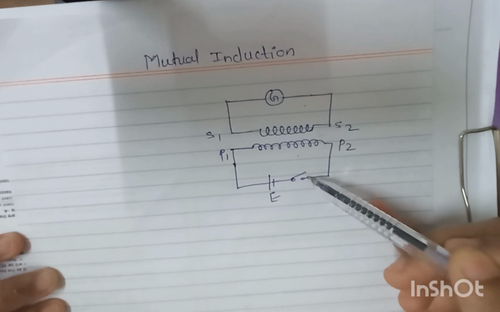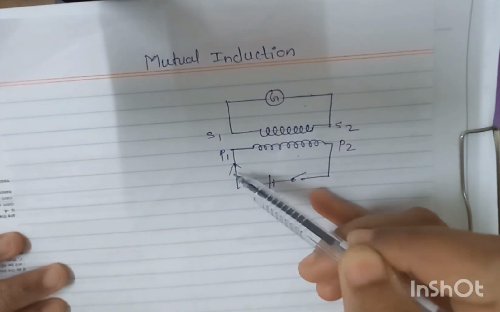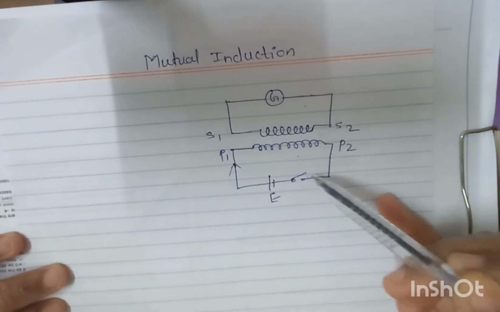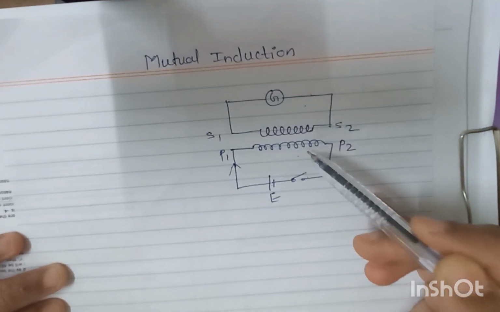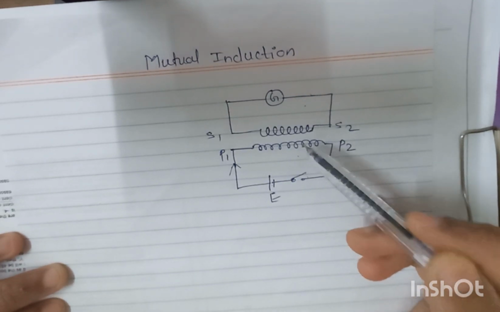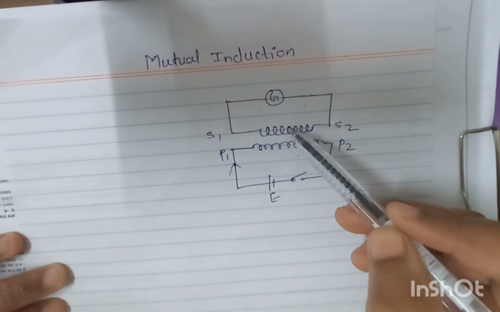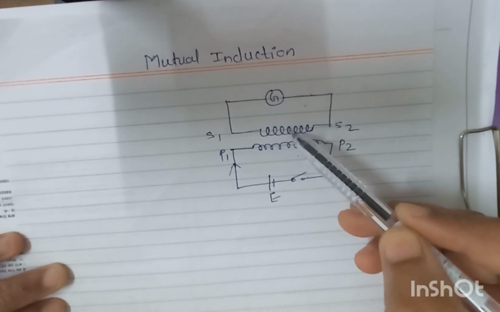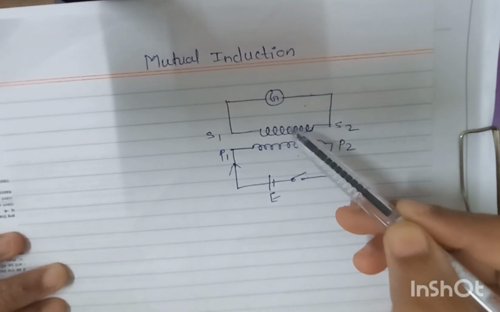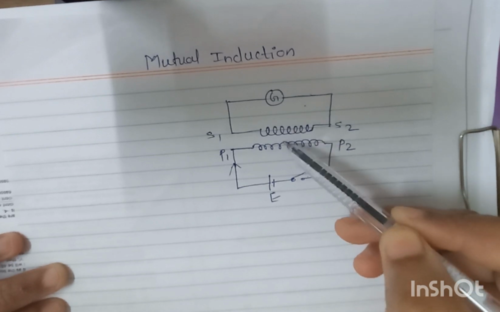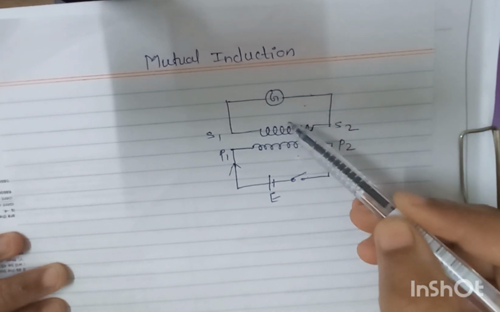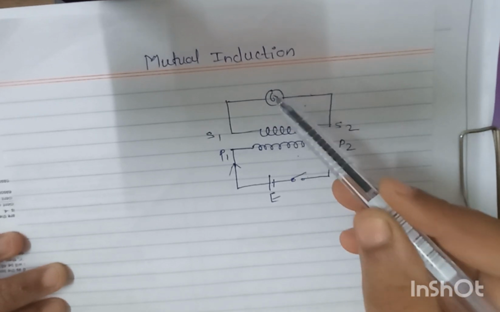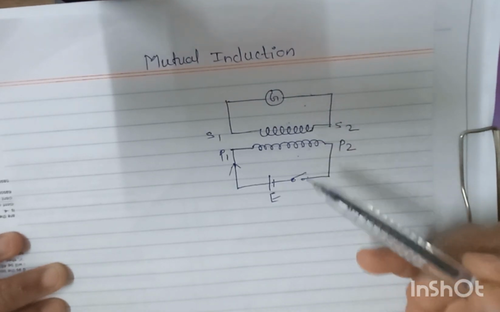So here a battery is connected across the primary, and a key is also there at the primary. When you close the key, current will flow through the primary, and because of that flux is generated in the primary. The same flux is linked with the secondary, and due to this linkage, current gets induced in the secondary also, which we can observe with the help of this galvanometer.